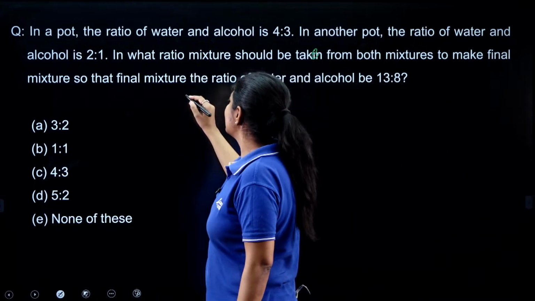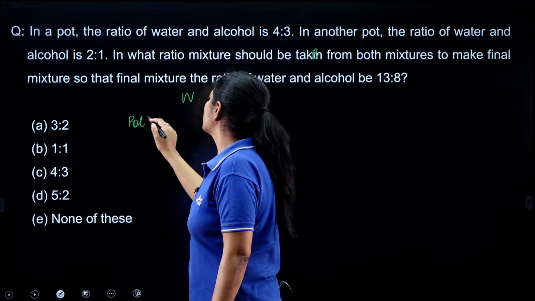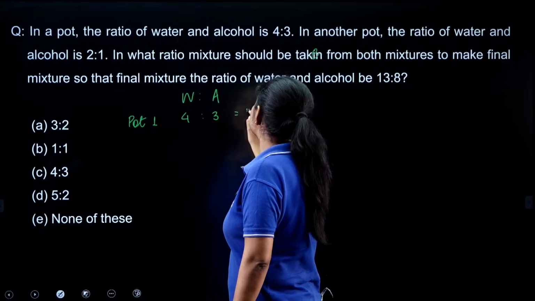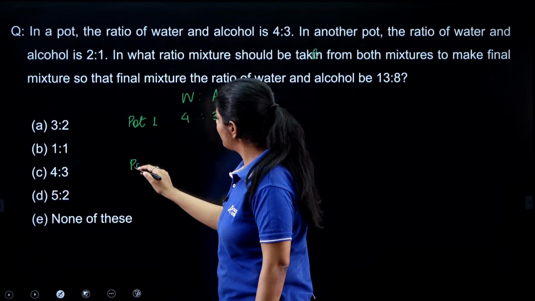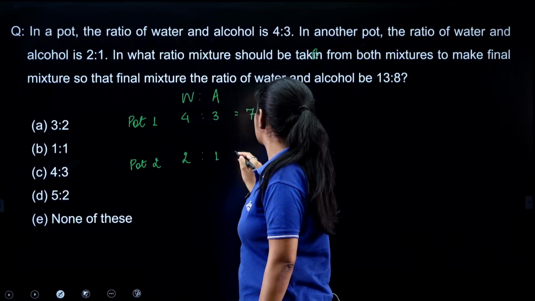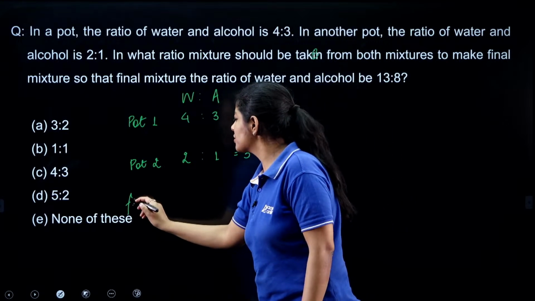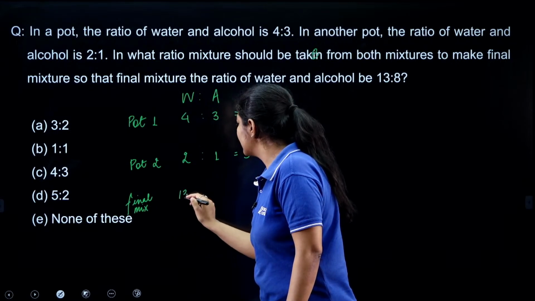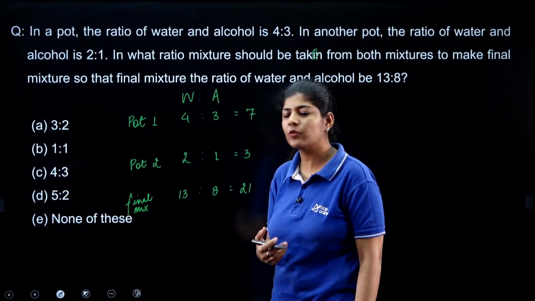So the question is saying that here we are having water and alcohol. In pot 1, the ratio that we are having is 4:3. That means we can assume that the total quantity is a multiple of 7, right? In pot 2, the ratio that we are having is 2:1. That means the total quantity is a multiple of 3. And in the final mixture, we want the ratio of 13:8. That means the final quantity we want is a multiple of 21.